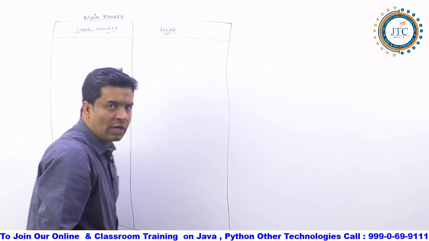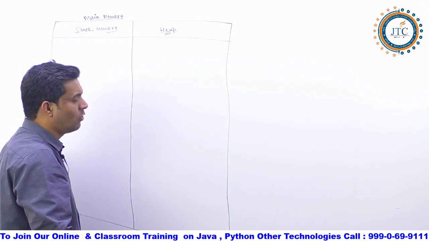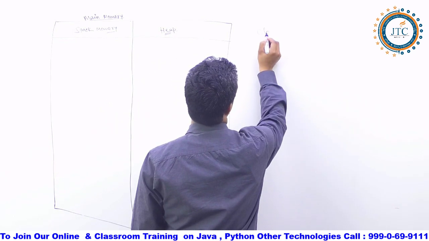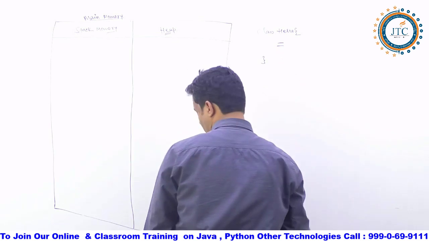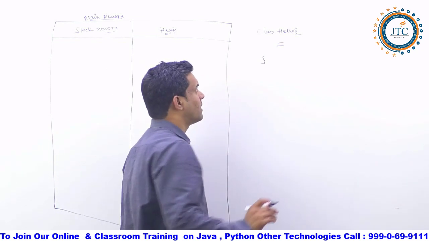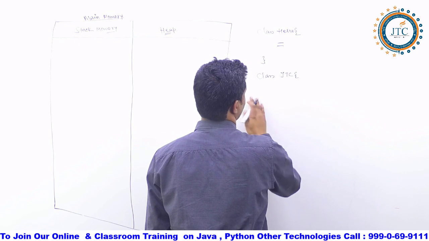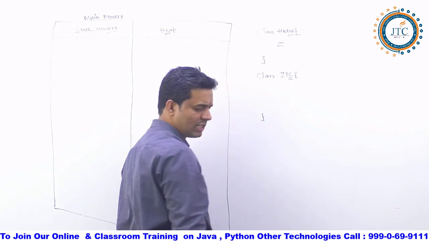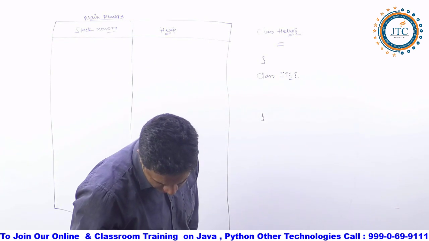Fine. Okay. So first, it will try to load the class, whichever class you are trying to run. Suppose in the program I have written two classes. One class is Hello, and the second class is JTC. So the two classes are written inside this, correct? Is it visible to everyone?